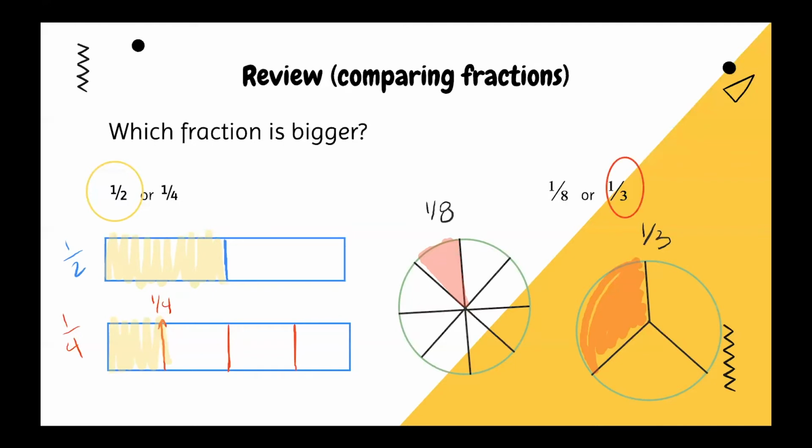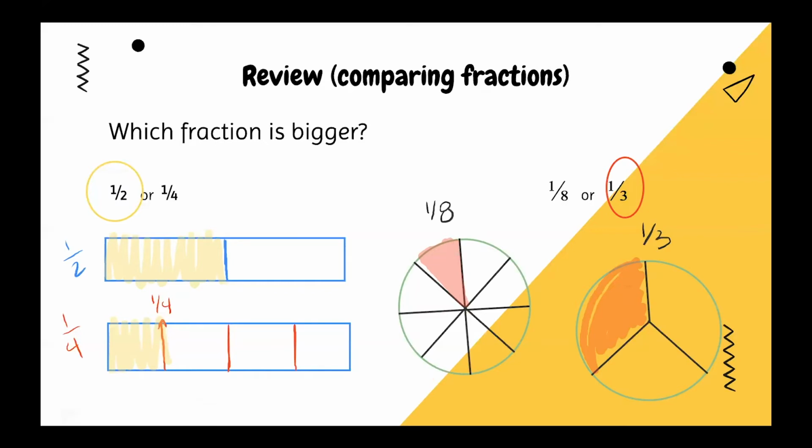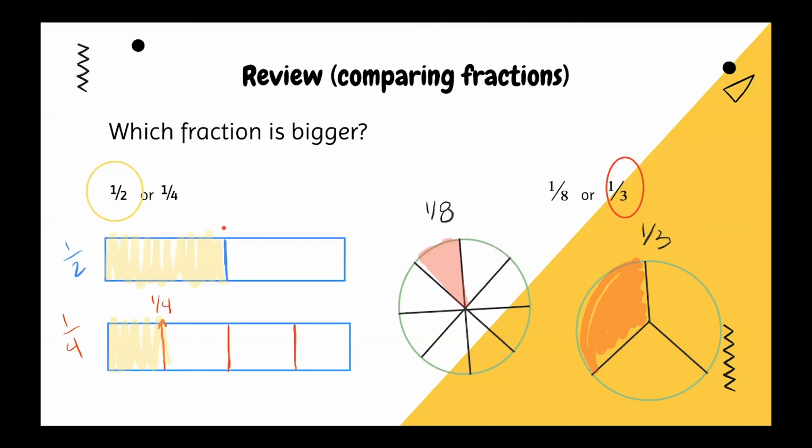And the answer is 1/3. And then going back to what I said, the more cuts you have in a piece gives you smaller pieces. Or in other words, the bigger your denominator, the smaller the pieces are, which makes sense why 1/3 is bigger than 1/8. Or over here, it makes sense why 1/2, when there's only one cut to make two pieces, in comparison to four pieces, the four pieces are way smaller than the two pieces.